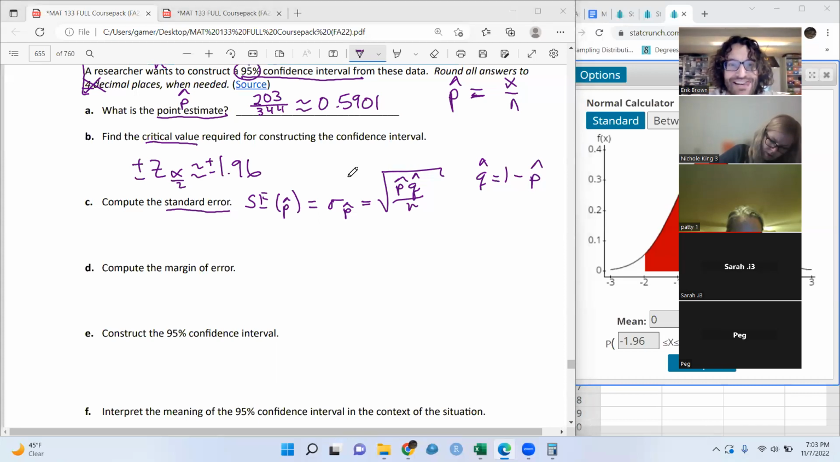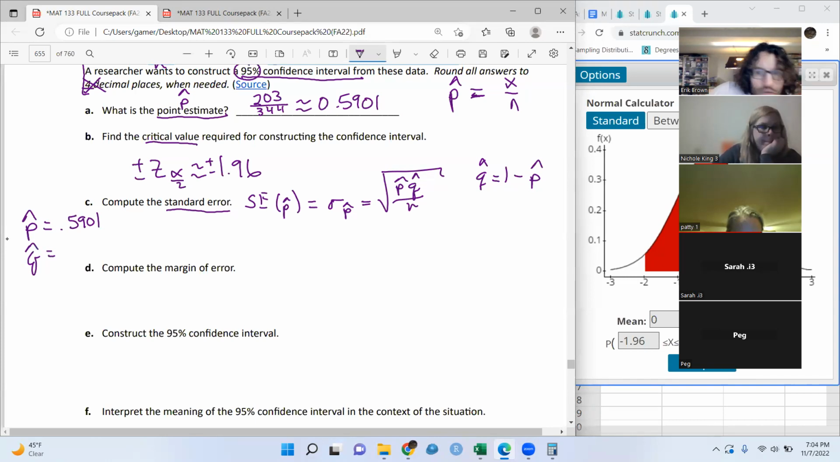Do we get it? Or do we need more time? How do y'all feel about q hat being 0.4099? That's what I got. Good. And then we know that n is 344.